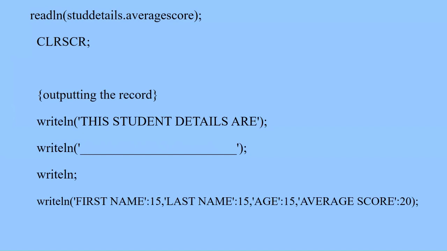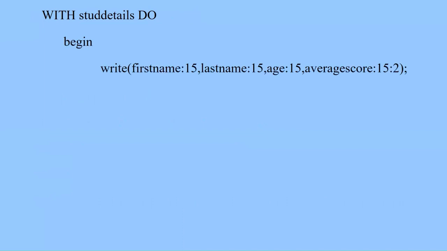And then we have the following headings. First name, 15 characters or spaces. Last name, 15 spaces. Age, 15 spaces. Average score, 20 spaces. That is for formatting purposes. And then we use with. So with the student details do. Remember, student details is the variable or the object name of type record. So with the student details do begin.